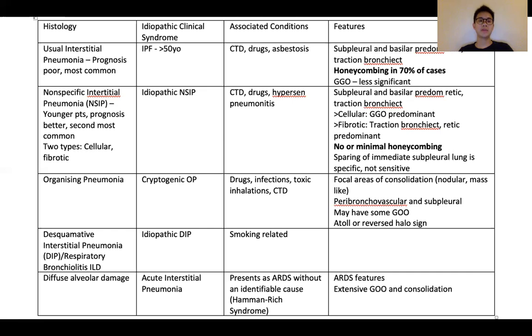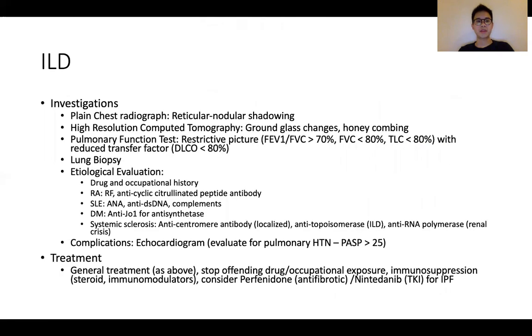And likewise with the NSIP pattern, you can get idiopathic NSIP, or you can get secondary causes that result in an NSIP histological or radiological pattern. Okay, but I think the bottom line is try to avoid getting into such discussions in the context of the exam. So in terms of investigation-wise, for plain chest radiograph, you can look for reticulonodular shadowing.